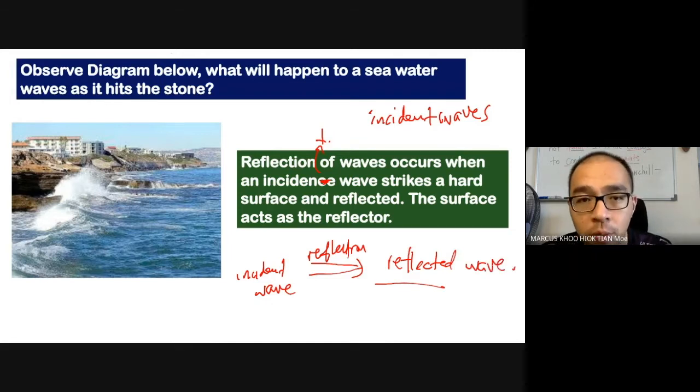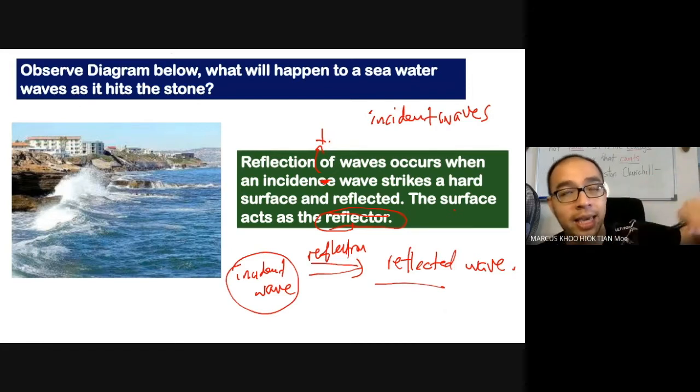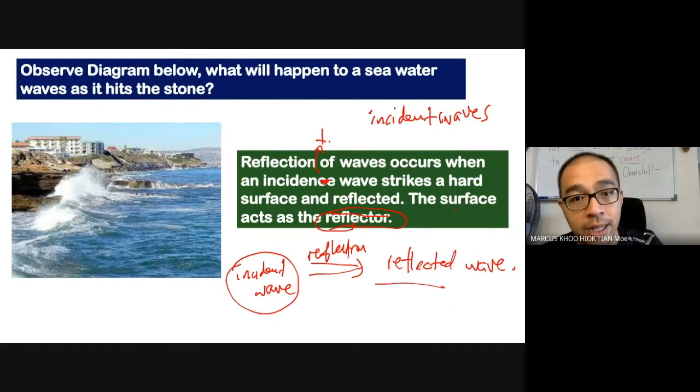The reflection of waves occurs when an incident wave strikes a hard surface and is reflected. The surface acts as a reflector. This one is very logical. When light shines on the mirror, the light will reflect back to you. When your sound travels towards the canyon, the sound travels back to you. The canyon, or the wall of the hill, is a hard surface, so the sound will be reflected back to you.